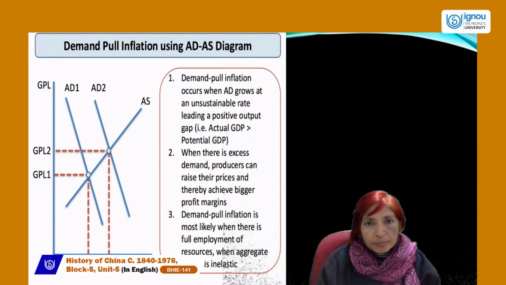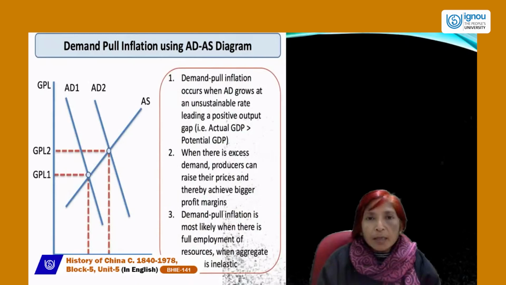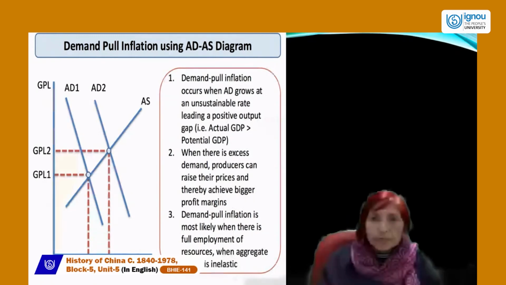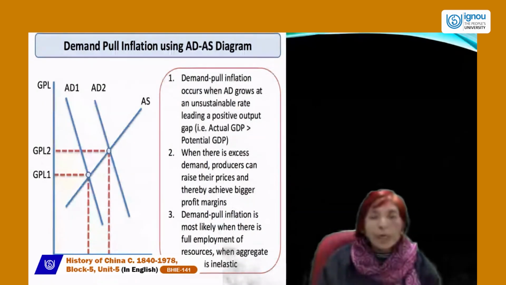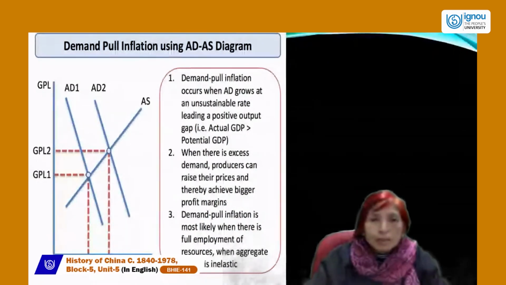Aggregate demand. Here, aggregate demand is demand by all the country's people for goods and services. And you know that demand is related to price level. When price rises, demand falls. When price falls, demand rises. So the aggregate demand curve, we will draw as a downward sloping curve.